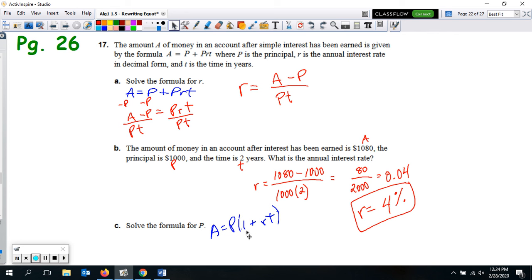So now to get P by itself, I need to divide both sides by this binomial, 1 plus RT. So divide both sides by 1 plus RT. Those will cancel each other, leaving us now with P equal to this big fraction over here. That's what your answer should be. P equals A over 1 plus RT.